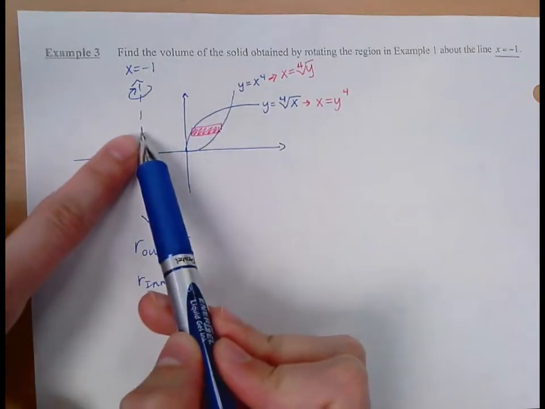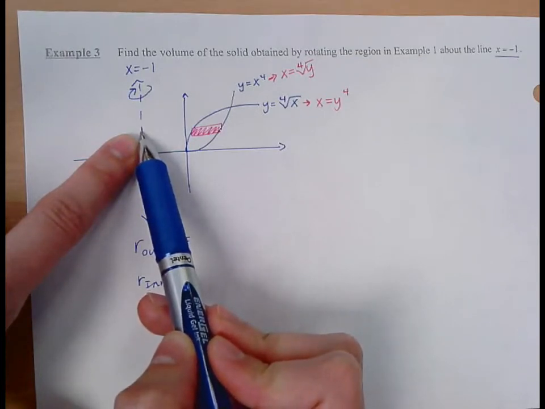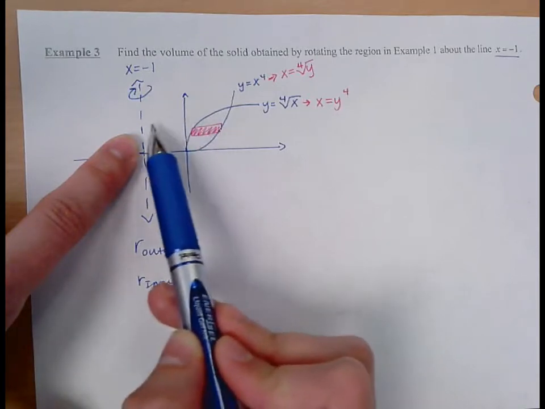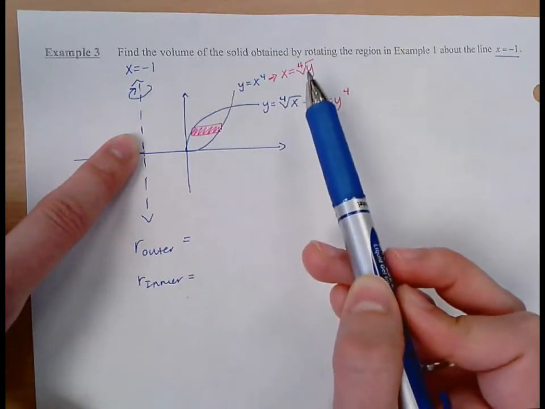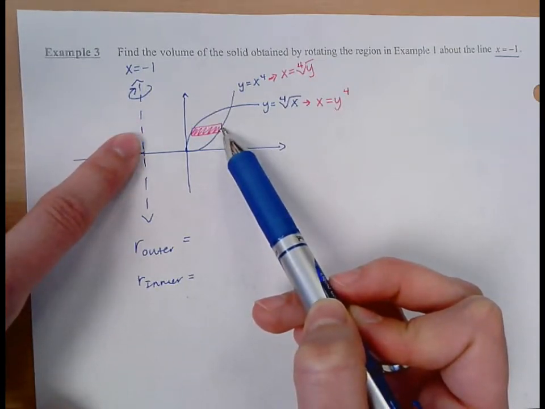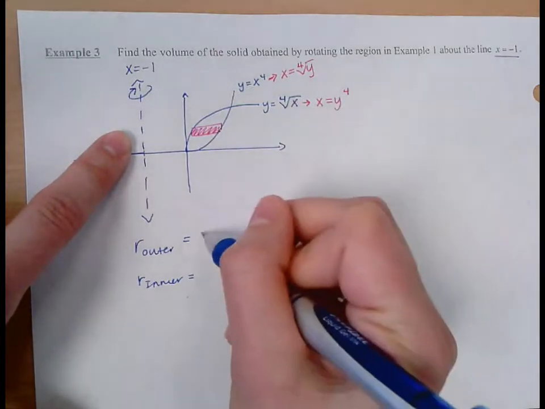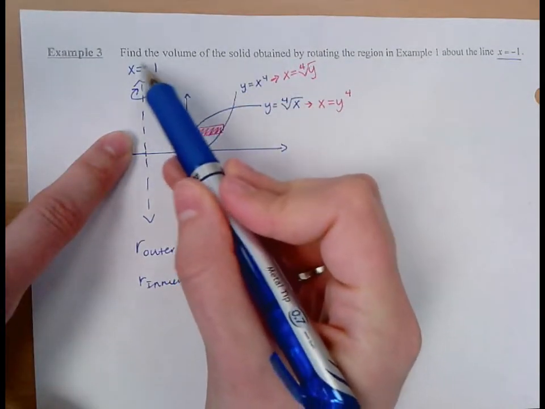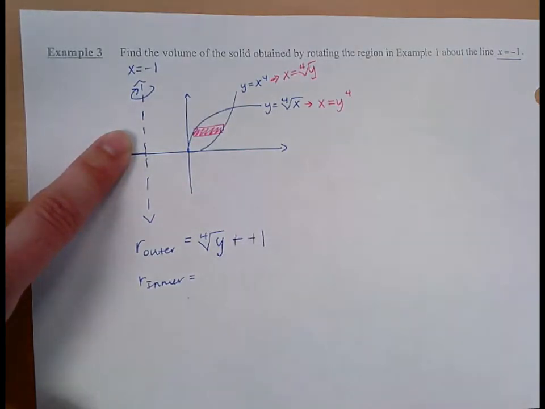Okay, so it again extends from your axis of rotation. So I would be extending for the outer radius all the way to this curve here, the farthest one from the axis of rotation, which is the fourth root of y. And if I do right minus left, the axis of rotation is my left curve. So I would have the right curve, which is the fourth root of y, minus the left curve, which is -1. So I have minus -1, which really will just be the fourth root of y plus 1.